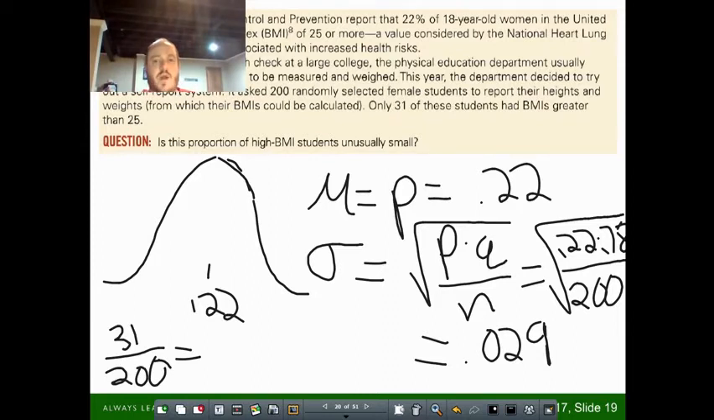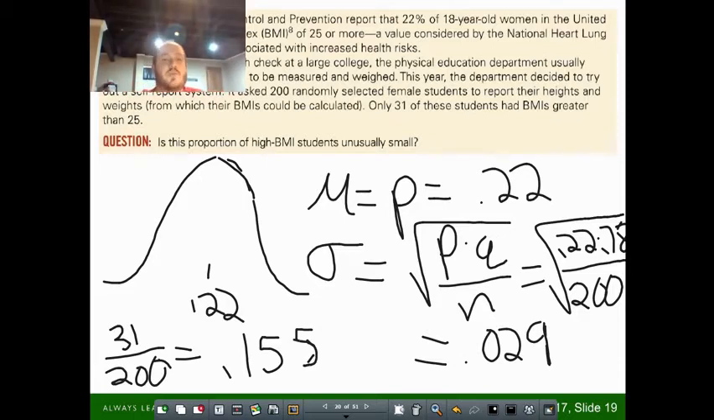All right. The problem is we're trying to compare this with a proportion. And in this case, the 0.22 is the proportion that we know. So 31 over 200 isn't super helpful. So what we're going to do is just do 31 divided by 200. And that's going to give me 0.155.